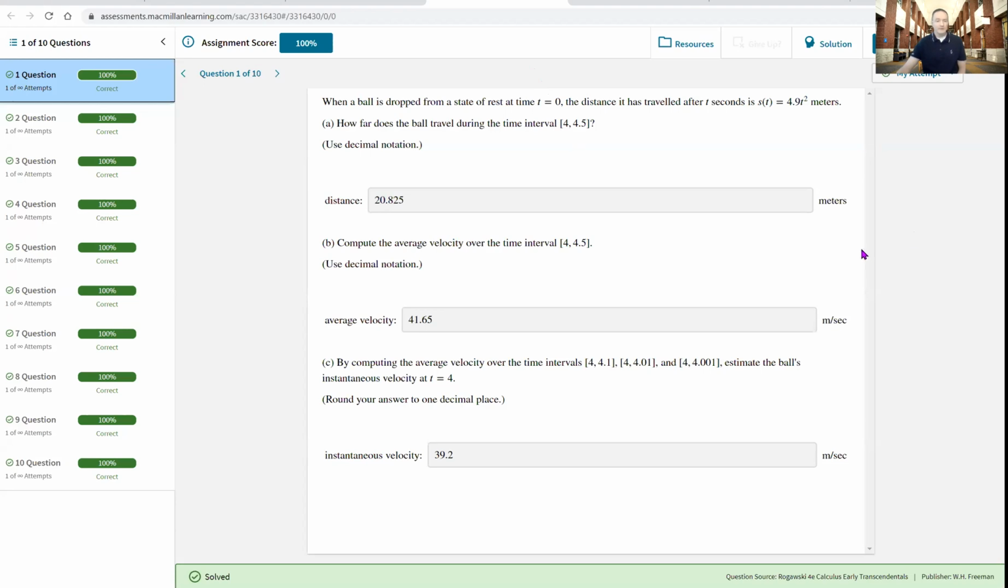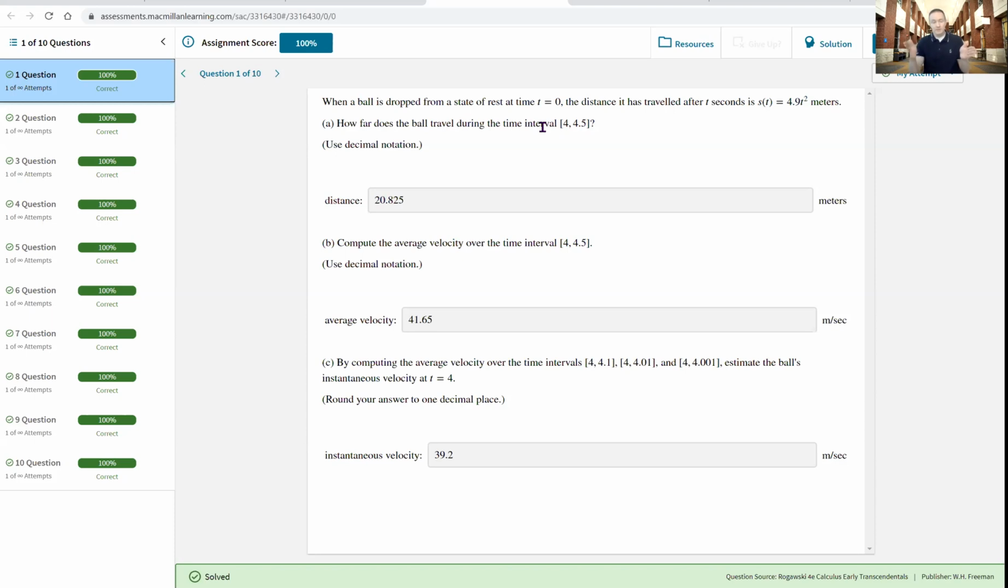This problem is having us look at the case when a ball is dropped from a state of rest at time t equals 0. The distance it's traveled after t seconds, and this is just the distance due to gravity, the position with respect to time is equal to 4.9 t squared meters. Now, it's asking us how far does the ball travel during the time interval between 4 and 4.5 seconds. Okay, so I know that in order to find out how far the ball has traveled, find the displacement between 4 and 4.5. All I need to do is say, well, it's the ending position minus the beginning position.